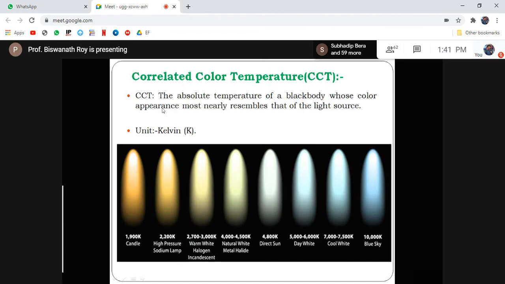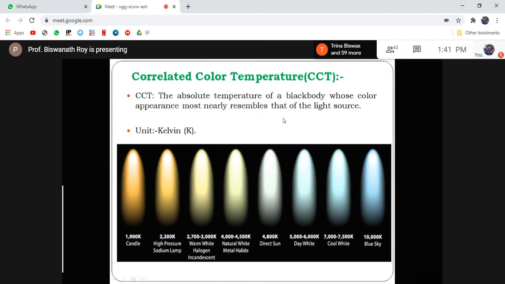Now, what is CCT? CCT is the absolute temperature of the black body radiator. Absolute means it is expressed in Kelvin. That's why it is absolute. So CCT is the temperature of the black body whose color appearance is nearly the same as the source. For example, a candle: what is the CCT? 1900 Kelvin. So when a black body is heated to 1900 Kelvin, the color appearance of the black body is very close to the color appearance of the candle.